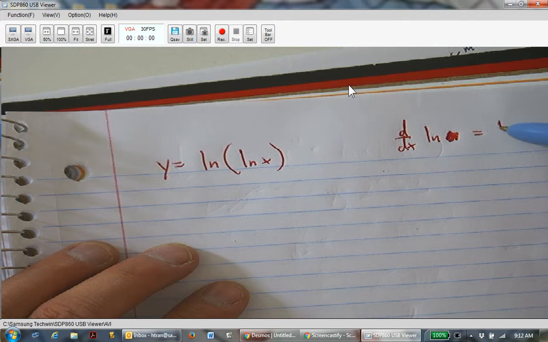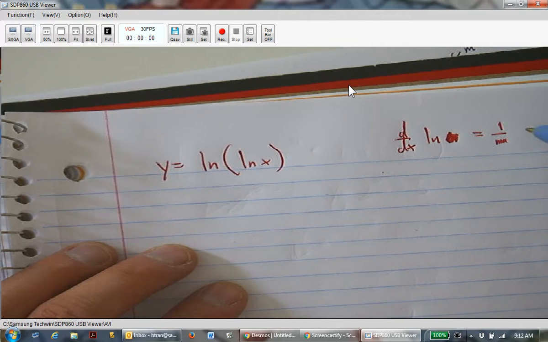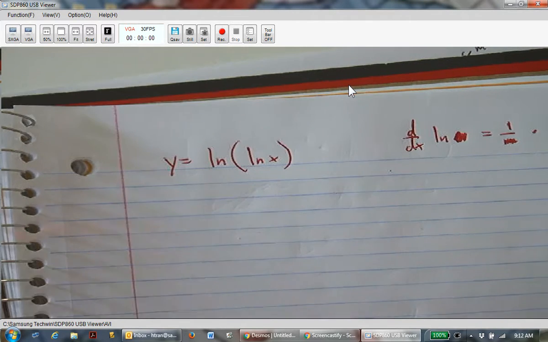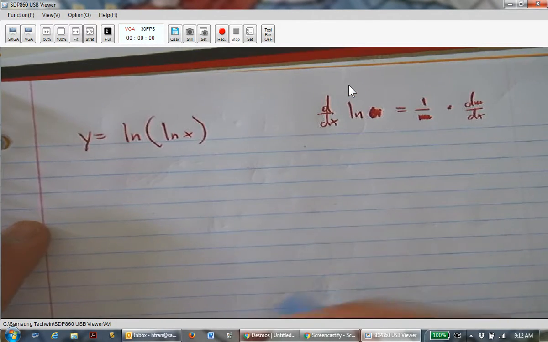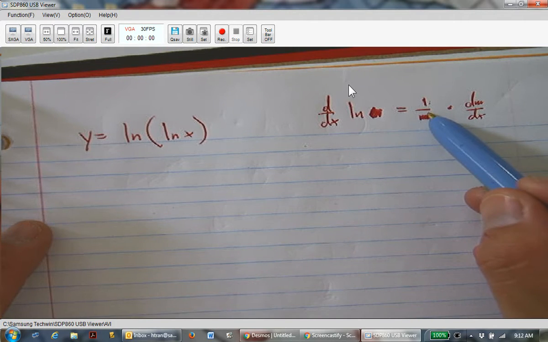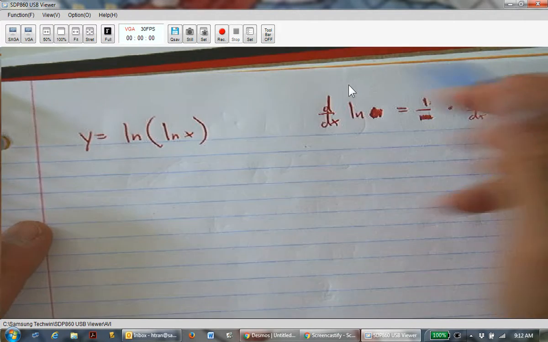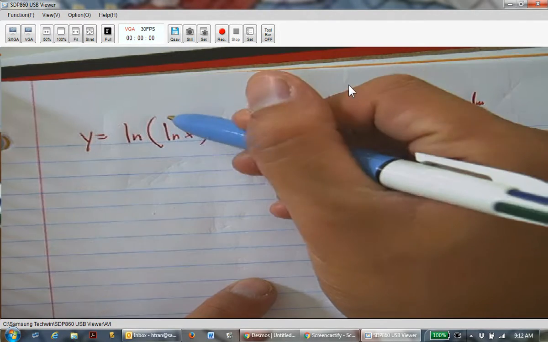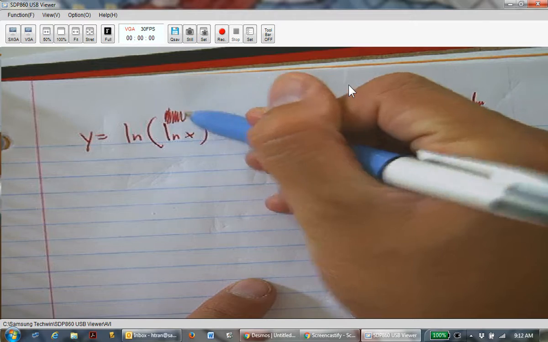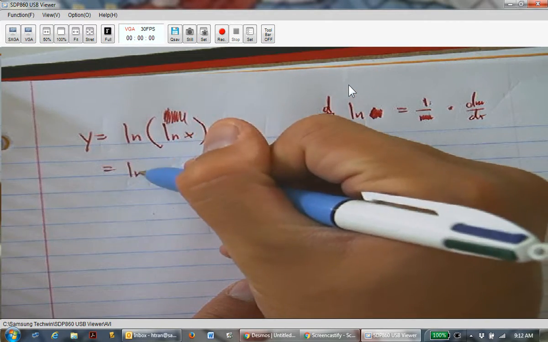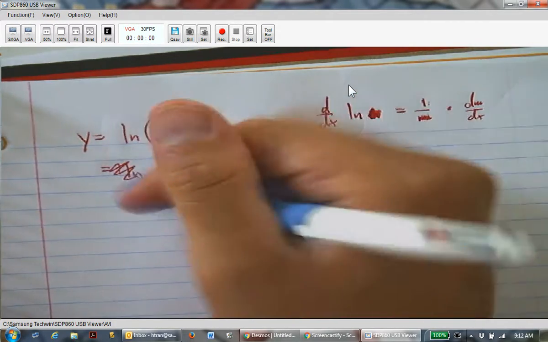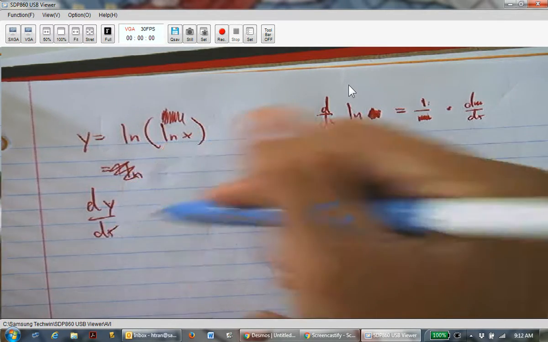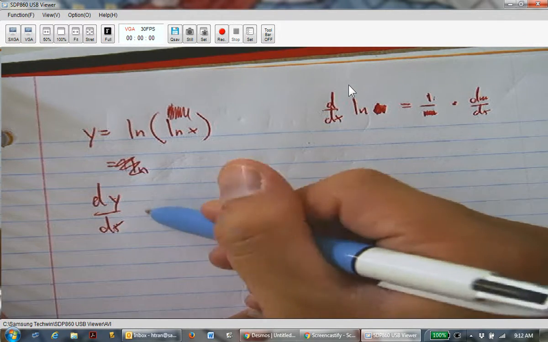It's 1 over whatever is in there, and you have to take the derivative of whatever that was. Let's try to go away from u. Does that make sense? In this case, what is in place of this blob? The whole thing, the ln of x. So dy is the derivative of this function with respect to x.